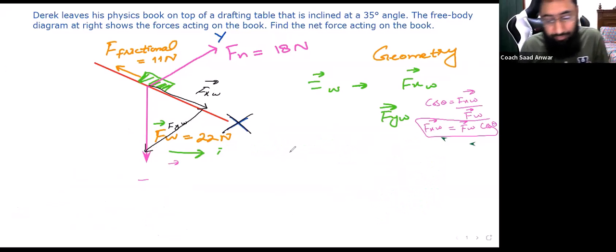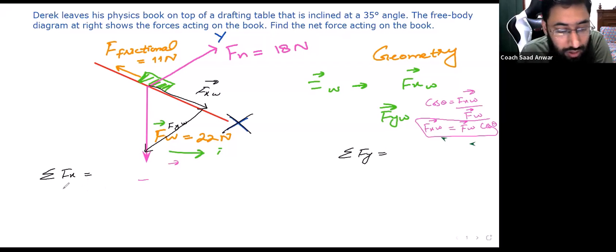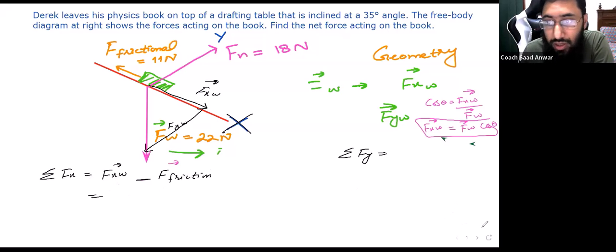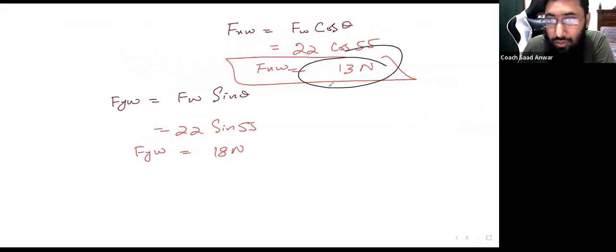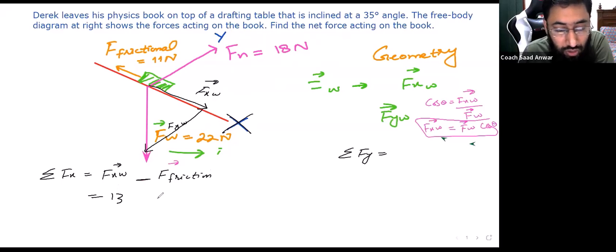Okay, so guys, now I have to find the sum of forces, the net force. So sigma Fx, I need to find this. Sigma Fy, I need to find this. Sigma Fx is this force Fxw going in that direction minus the frictional force, because the frictional force is in the opposite direction, so I put a minus sign. So Fxw is 13 Newton, and this is 11 Newton. So I will be getting 2 Newton.